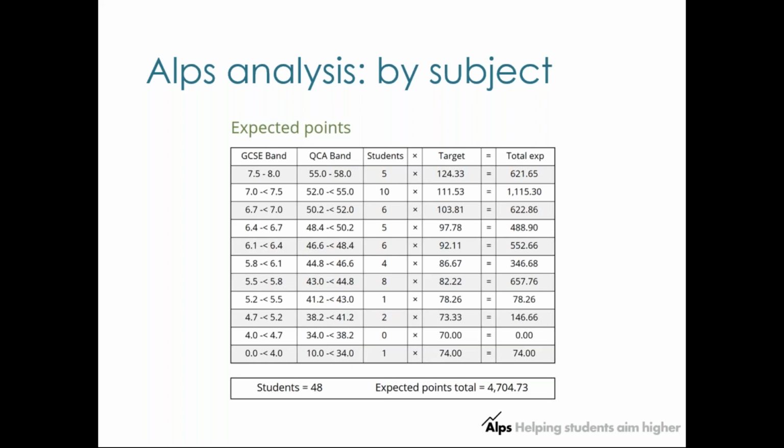And you can see for each of those students there was a target, and then we times the target by the number of students in each prior attainment band to get the total expected points both for that prior attainment band and then right at the bottom the expected points total for the cohort taking maths.